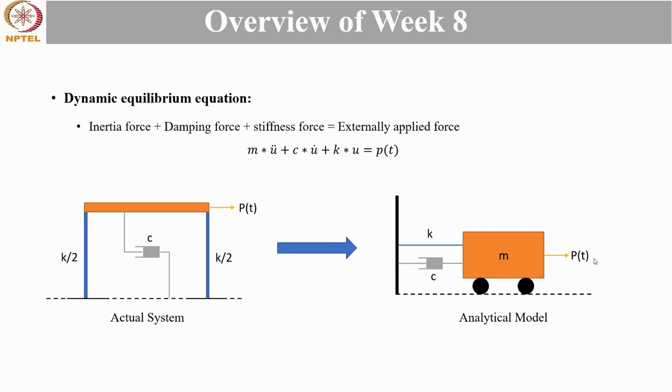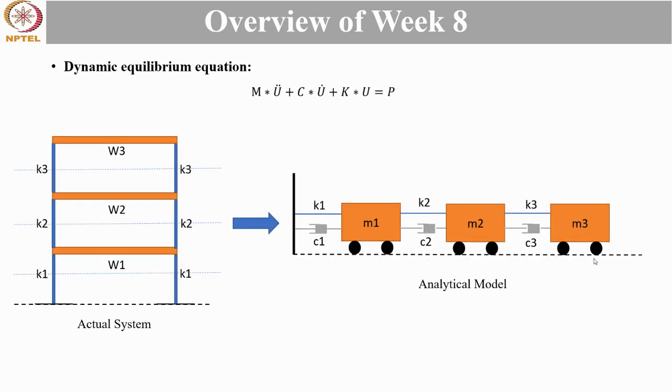So just to brush up things, the dynamic equilibrium equation is given as inertia force plus damping force plus stiffness force is equal to externally applied force. Assuming that a frame is rigid and deflection can happen only in horizontal direction and mass of the supporting column is negligible, the actual frame structure can be transformed into an analytical model as shown in the figure. Now, this is something that we have been reading since week 1 of this course.